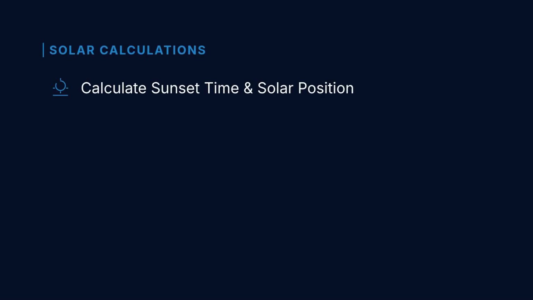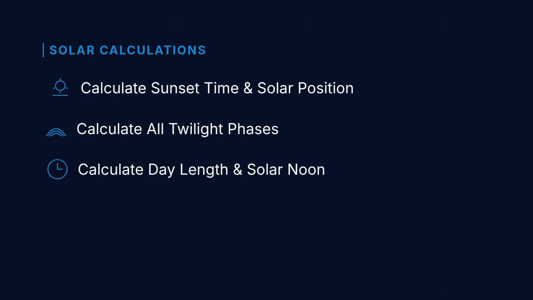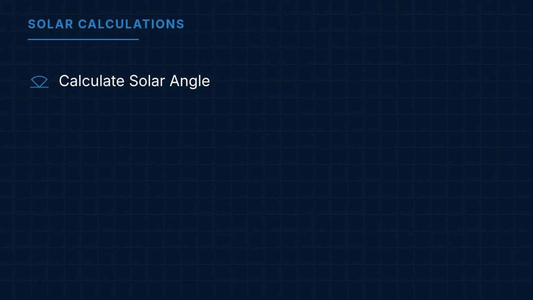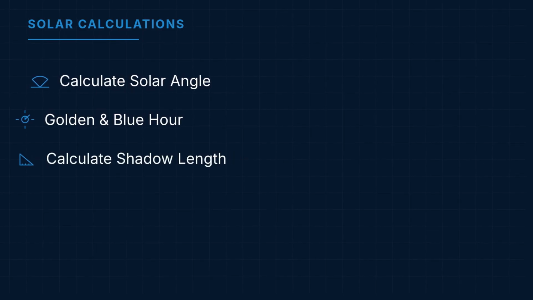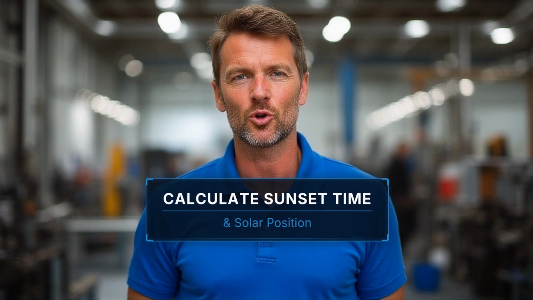Calculate sunset time and solar position. Calculate all twilight phases. Calculate day length and solar noon. Calculate solar angle at specific time. Calculate golden hour and blue hour times. Or calculate shadow length at sunset. For this demonstration, I'm using calculate sunset time and solar position.